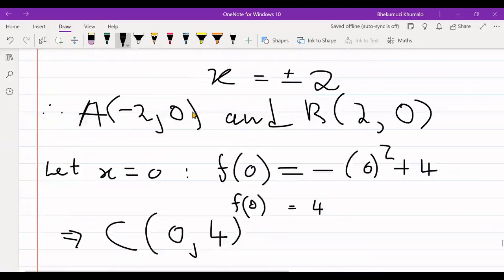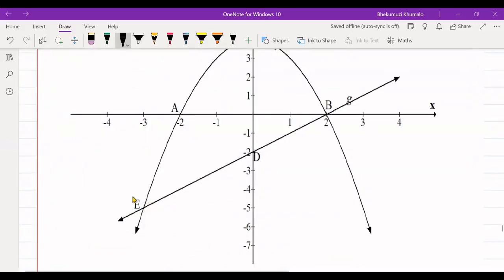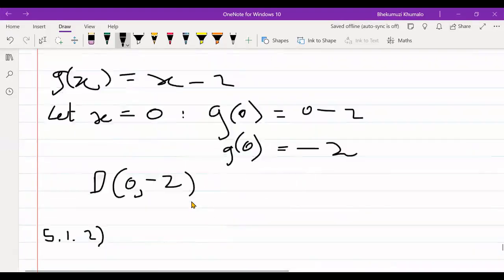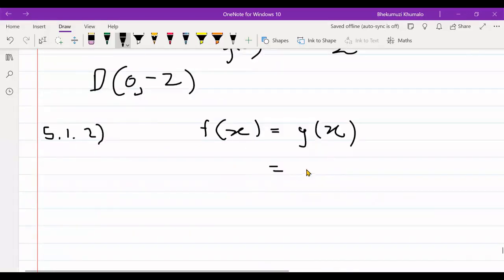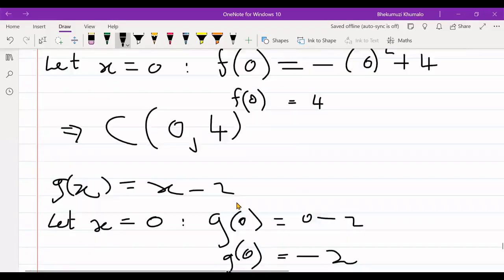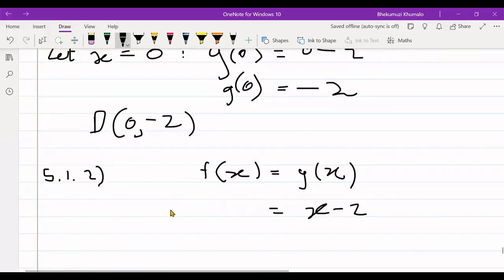So what does this mean? E is right over there, right? And this is G crossing F, or intercepting or cutting F. So they're both cutting each other at that very point. The Y is equal to each other. So that means F of X is equal to G of X, and that's basically what we're solving. But what is F of X and what is G of X? G of X is X minus 2, and F of X is minus X squared plus 4.